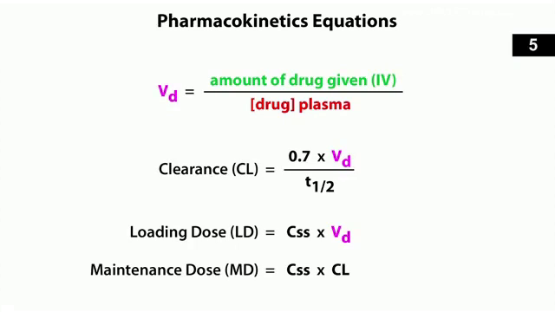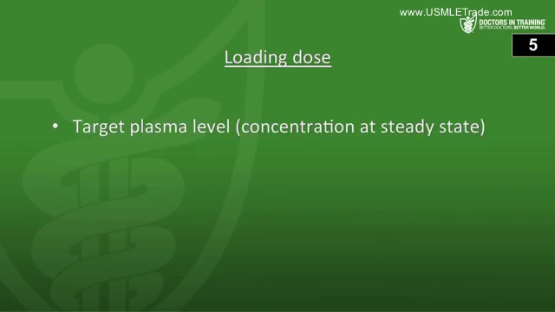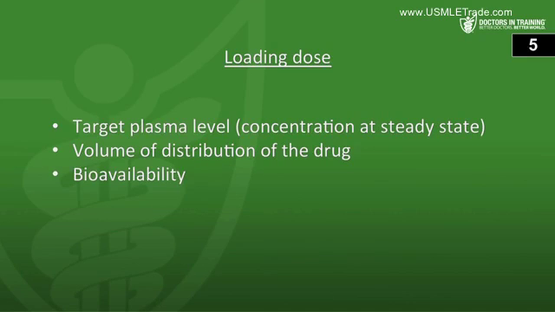Loading dose is the amount of drug that you give when you're starting the drug to get the plasma levels up to the therapeutic range. Then the maintenance dose is the amount of drug you have to give to maintain that plasma level over time. Now, loading dose is determined by the target plasma level, the concentration at steady state, and by the volume of distribution of the drug, and also by the bioavailability. So hepatic failure doesn't change any of those things. So the loading dose isn't going to change.